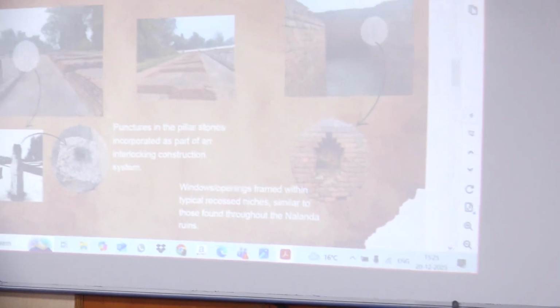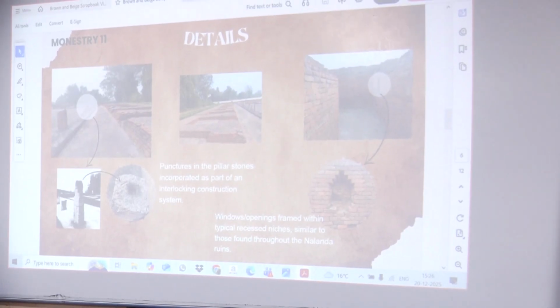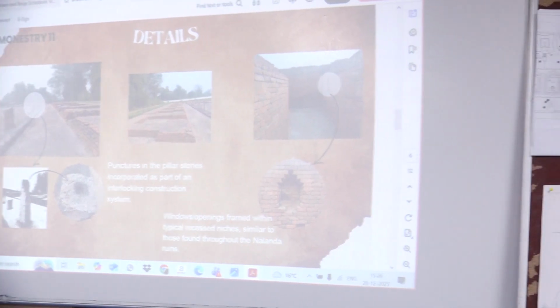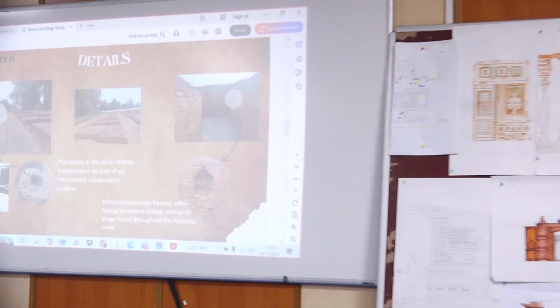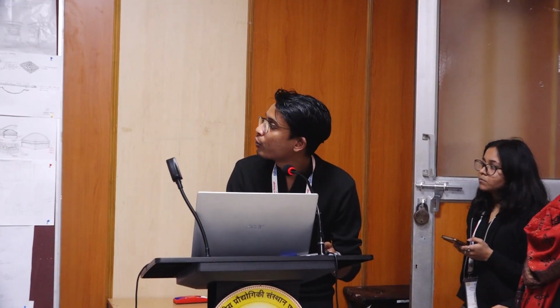In the monastery, we observed that there are a few rooms, and there is some window-like structure here, and there are some pillars that are incorporated as an interlocking construction system, and there are some passes through the main side to the rooms in the monastery.